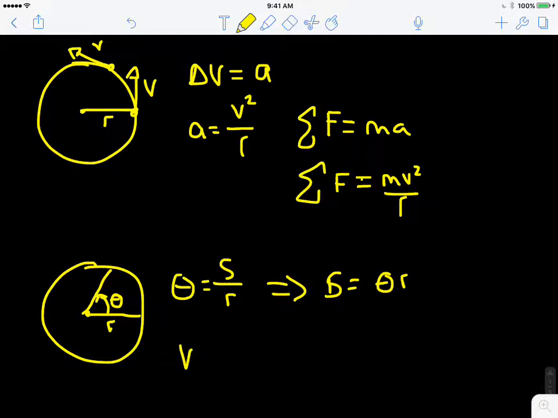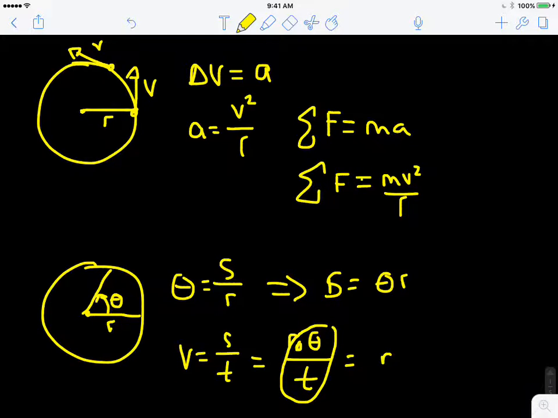Now, since velocity is really a displacement divided by time, what we can say is that this is equal to r times theta over time. But what we're really looking at here is a change in angle, divided by time. So this right here is our angular velocity, which is given the letter omega. So we have a linear velocity is equal to the distance times the angular velocity. So those are two important relationships so far.